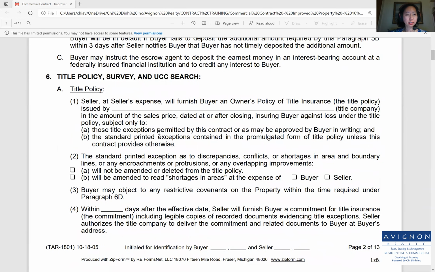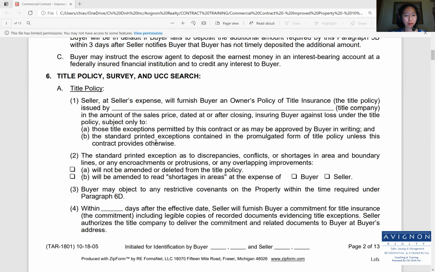Paragraph 6, title policy, survey, and UCC search. Under A, this is a title policy, and there is 1, seller at seller's expense will furnish buyer an owner's policy of title insurance. And the issuing title company will go here.